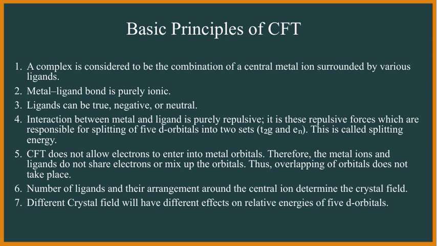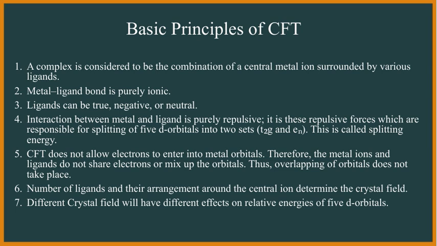An important point is that the interaction between the metal and ligands is primarily repulsive. These repulsive forces are what cause the 5 degenerate d orbitals of the metal ion to split into 2 different energy sets, known as T2g and Eg. This energy difference is called the splitting energy, and it's fundamental to understanding the electronic structure and properties of these complexes. It's also crucial to emphasize that, according to CFT, electrons don't actually enter or occupy the metal orbitals in the way we might think of covalent bonding. There's no sharing or mixing of orbitals. Rather, the effect is purely due to electrostatic interactions. Because of this, the overlapping of orbitals isn't involved in the splitting process.